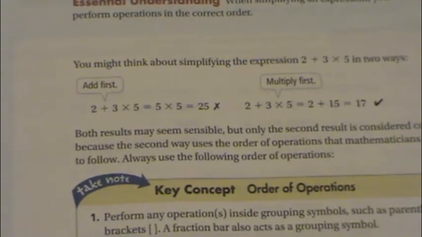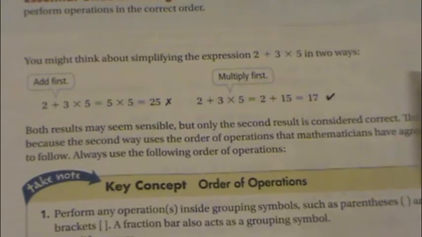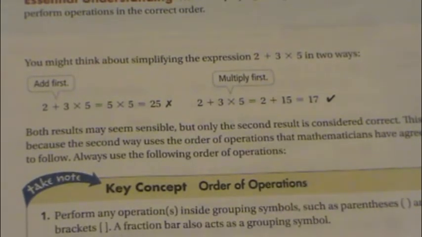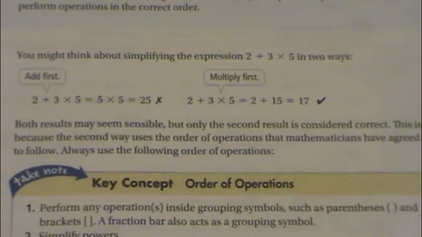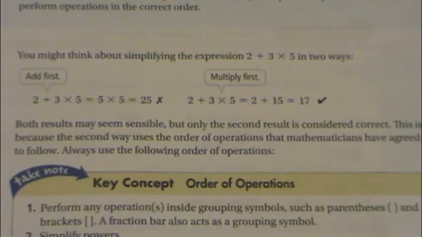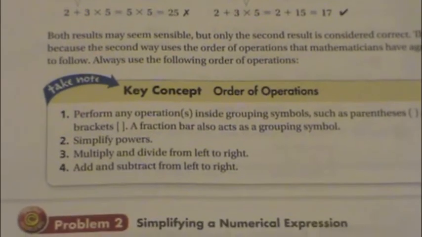All right? Basically, only the second result is considered correct. Why? Because mathematicians have agreed that that's the way it's going to be. So you have to remember the correct order of operations, or you will end up getting problems wrong.